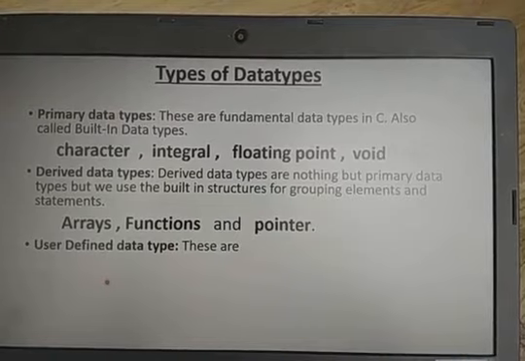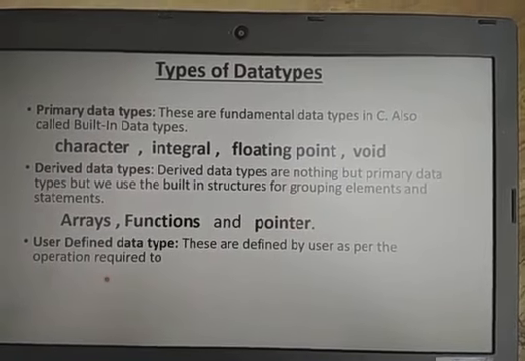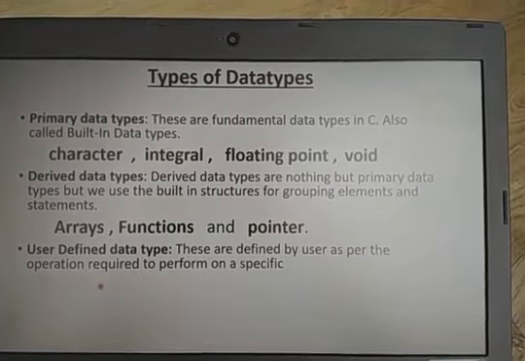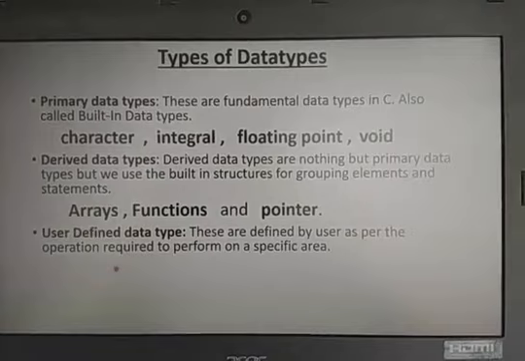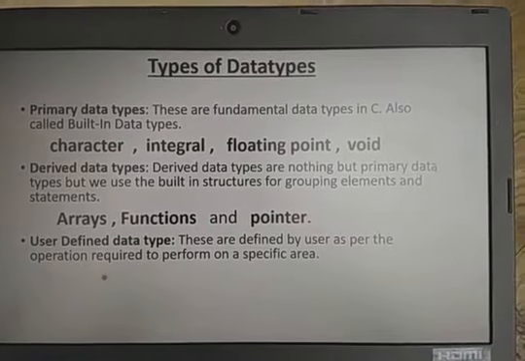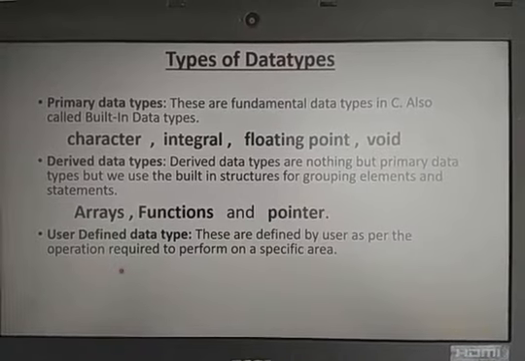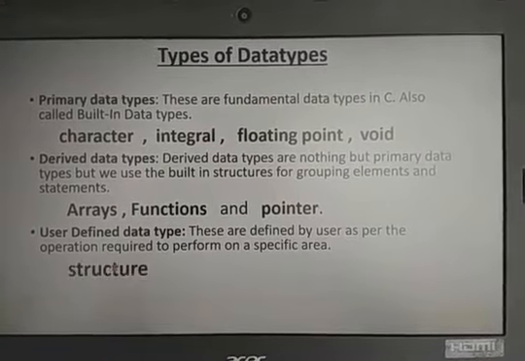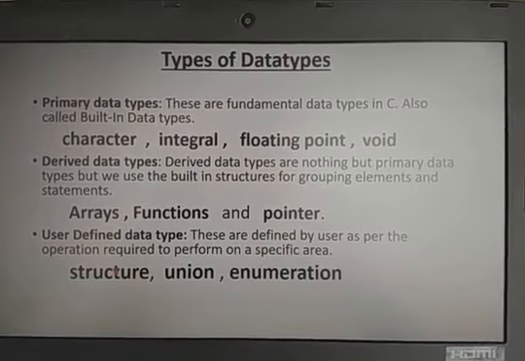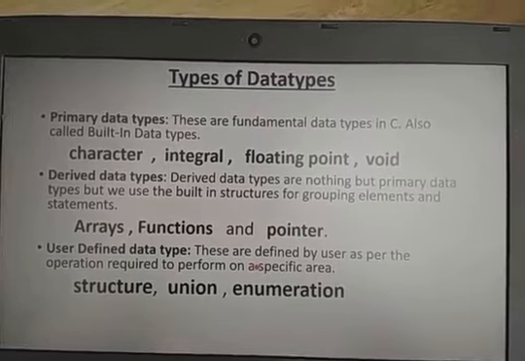User-defined data types. These are defined by the user or the programmer whenever required. Right? For example, I want to use a student data type. In my class, I have 60 students. I want to declare students S1, S2, S3. There is no student data type, but I want to define that type of data type. You can use user-defined data types. Structures, unions, and enumerations are called user-defined data types.